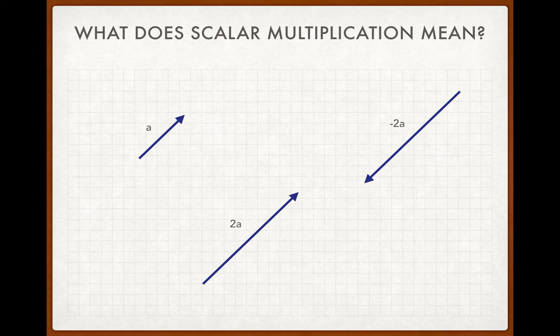And if there's a negative in front of the a, or a negative in front of the 2a, or minus 3a, minus 4a, it'll be parallel to the other ones, but the arrow will be pointing the other way.